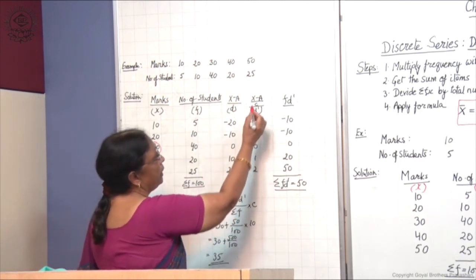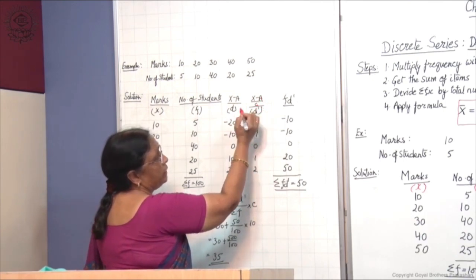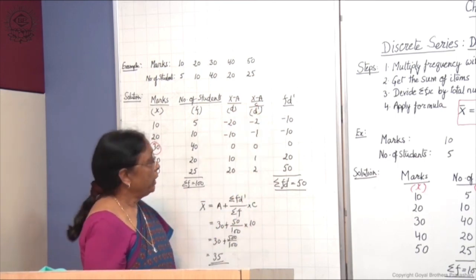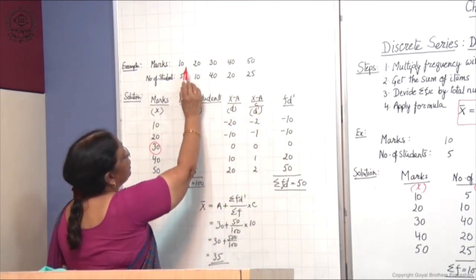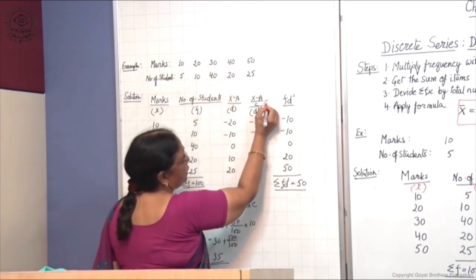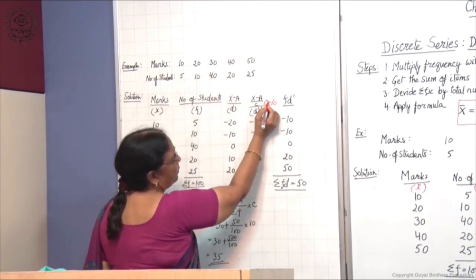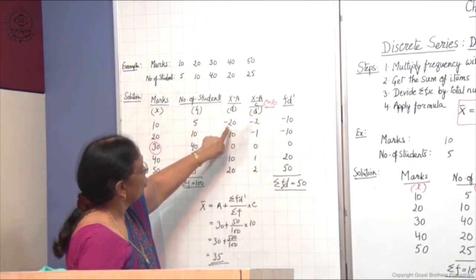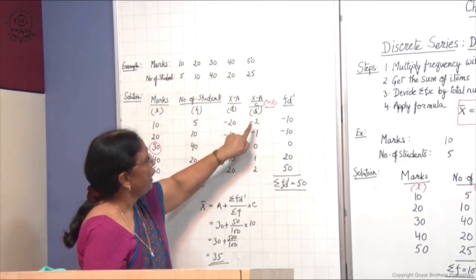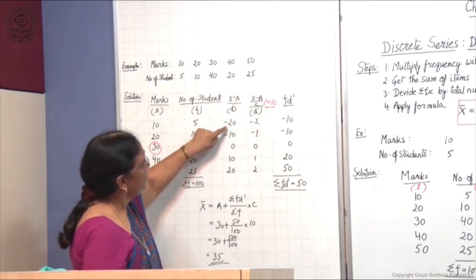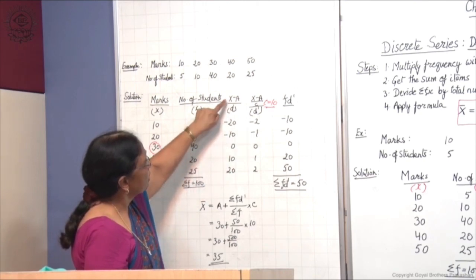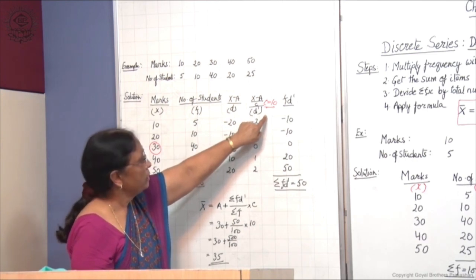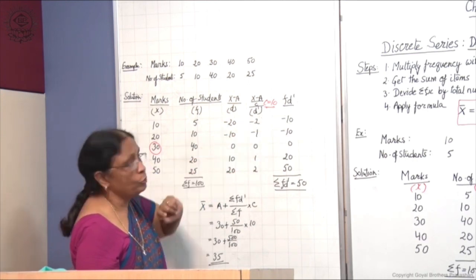Next step is x minus a upon c. That means this column will be divided by common factor. And what is the common factor? Here the class interval is 10. So c is equal to 10, right? So x minus a upon c. So minus 20 will be divided by 10 and you will get minus 2. Why we divide minus 20 by 10? Because x minus a is minus 20 here, divided by c, that is 10, and you get minus 2.